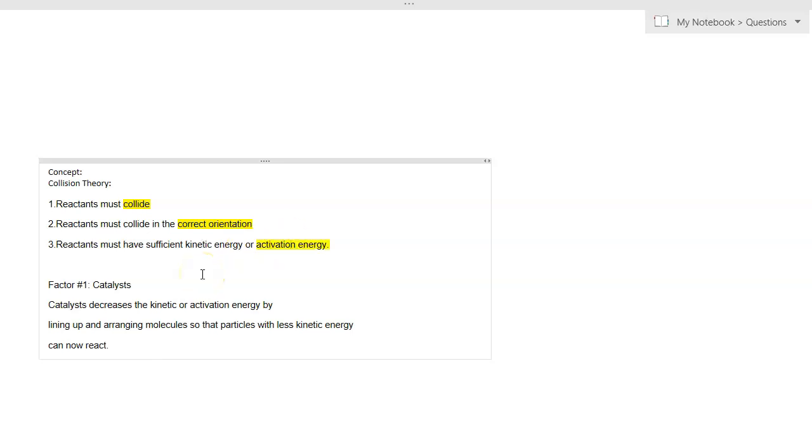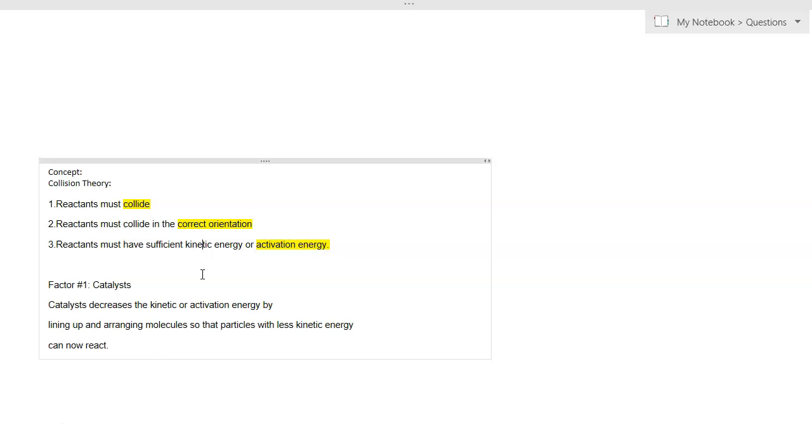So there are factors that could affect the rates of these reactions. There are four main factors, but we will first look at catalysts in regards to the question. A catalyst decreases the kinetic or activation energy by lining up and arranging molecules so that particles with less kinetic energy can now react. In other words, now more reactants can produce products because they only need a lower amount of activation energy, therefore increasing the rate of reaction.